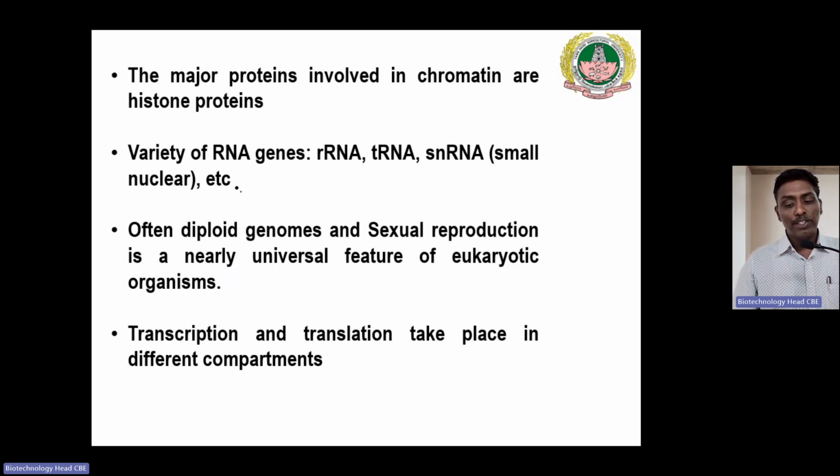It is often a diploid genome, as already discussed. Sexual reproduction is a universal feature of eukaryotic organisms. Next, transcription and translation take place in different compartments: transcription occurs in the nucleus and translation occurs in the cytoplasm. Whereas in prokaryotes, transcription and translation occur in only one place.